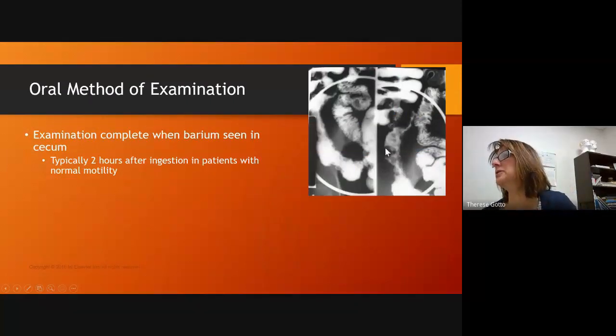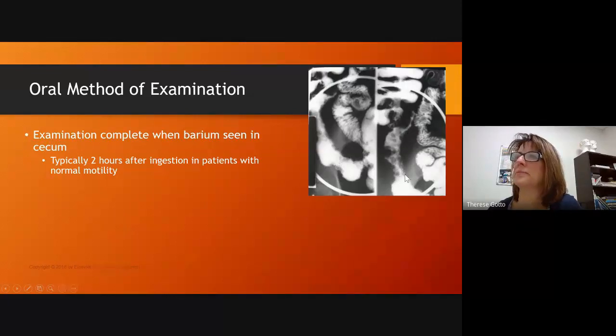These are a couple of spot film images that the doctor is taking. This has some pathology here. This looks like Crohn's because it has that cobblestone appearance. The examination will be completed when the barium is seen in the cecum of the large intestine. This is normally 2 hours after the patient has first ingested the barium.